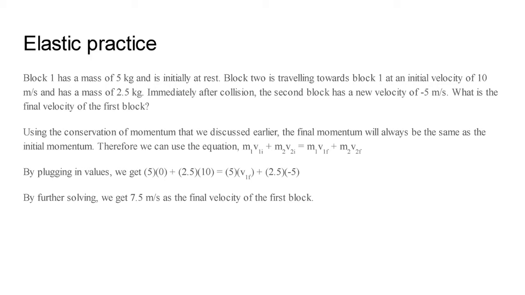Using the conservation of momentum that we discussed earlier, the final momentum will always be the same as the initial momentum. Therefore, we can use the equation m1 v1i plus m2 v2i equals m1 v1f plus m2 v2f. By plugging in the values, we get 5 times 0 plus 2.5 times 10 is equal to 5 times v1f plus 2.5 times negative 5. Further solving, we get 7.5 meters per second as the final velocity of the first block.